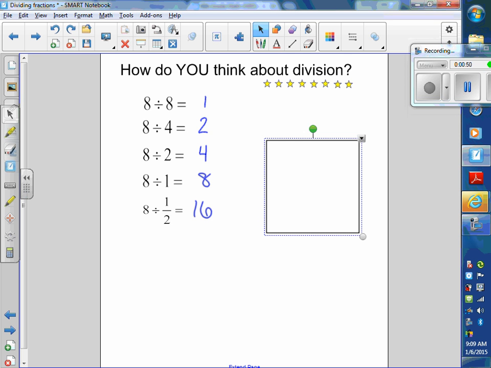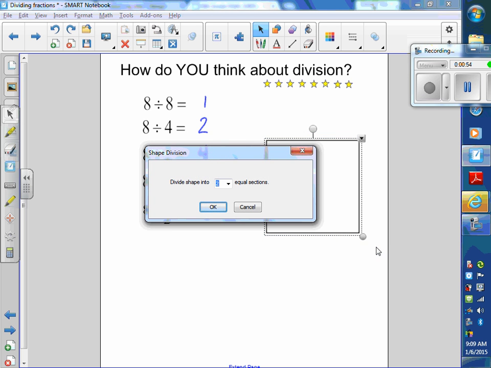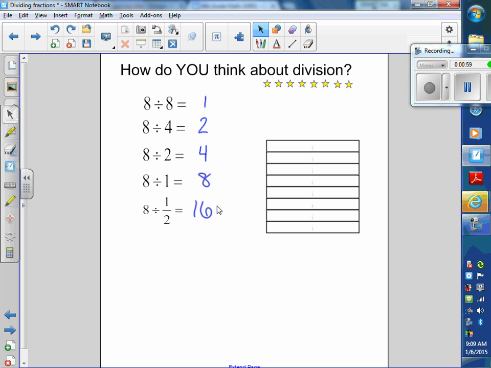Sophie? Isn't that since it's less than 1, you're seeing how much a half goes into 8? Yes, that's the best explanation. Okay, between Devin and Sophie, I think we have it.